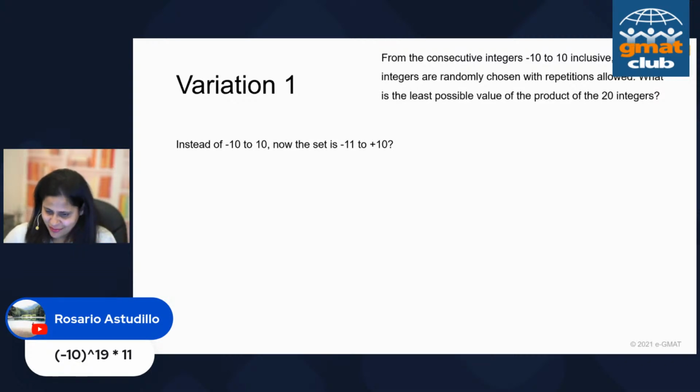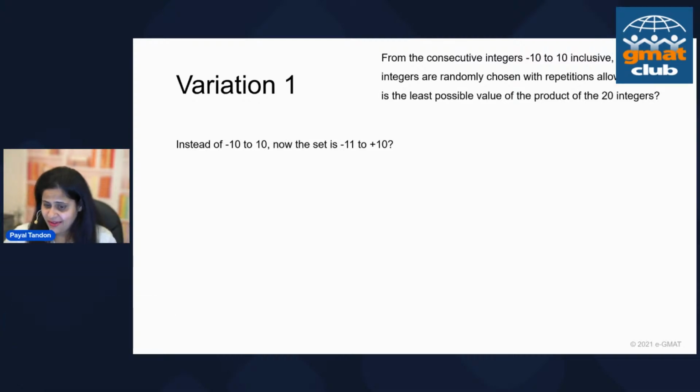See, both are essentially giving you the same answer. You have to take the magnitude. 11 is the largest number over here from a magnitude standpoint. So 11 to the power 19, and that's going to give you negative, and then you take one positive 10. Is that clear, everybody? You're going to take -11 19 times, and you're going to take 10 one time. Let's now move on to our next variation.